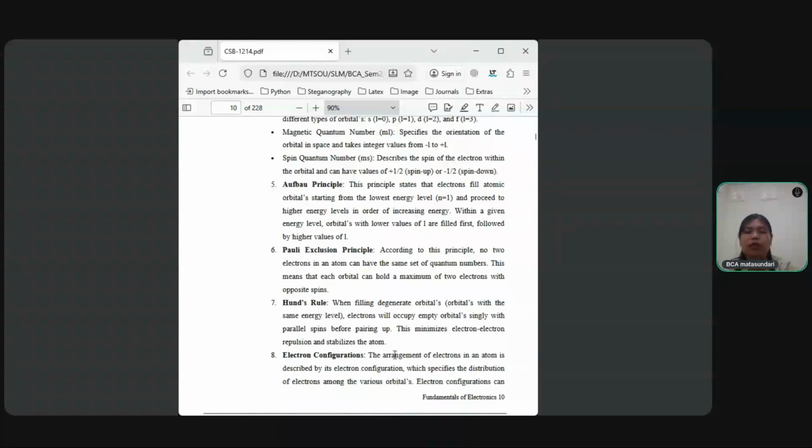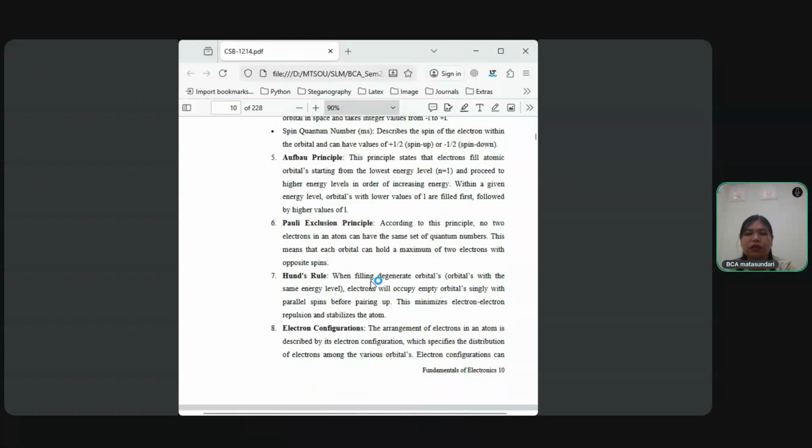Next is Pauli's exclusion principle. These are the basic principles which you have to remember for examination purposes and for your class knowledge. According to Pauli's exclusion principle, no two electrons in an atom can have the same set of quantum numbers. This means that an orbital can hold a maximum of 2 electrons with opposite spins, spin up and spin down.